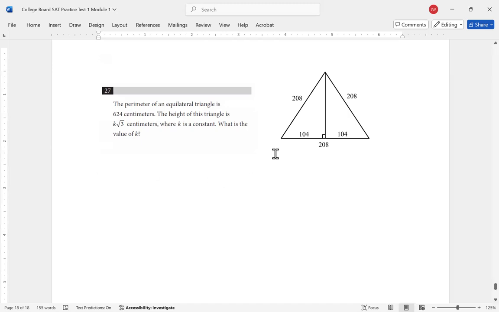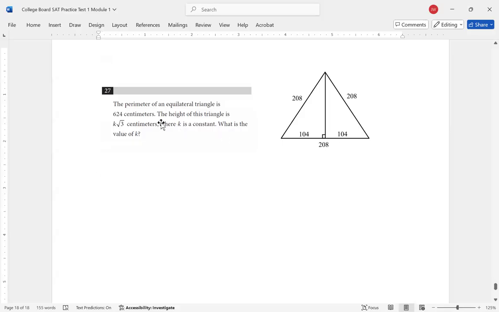So if I have an equilateral triangle, that means all of the angles and all of the sides are equal. The perimeter is a sum of the three sides. So the perimeter being 624 forces each of these sides to be of length 208. That's 624 divided by 3.